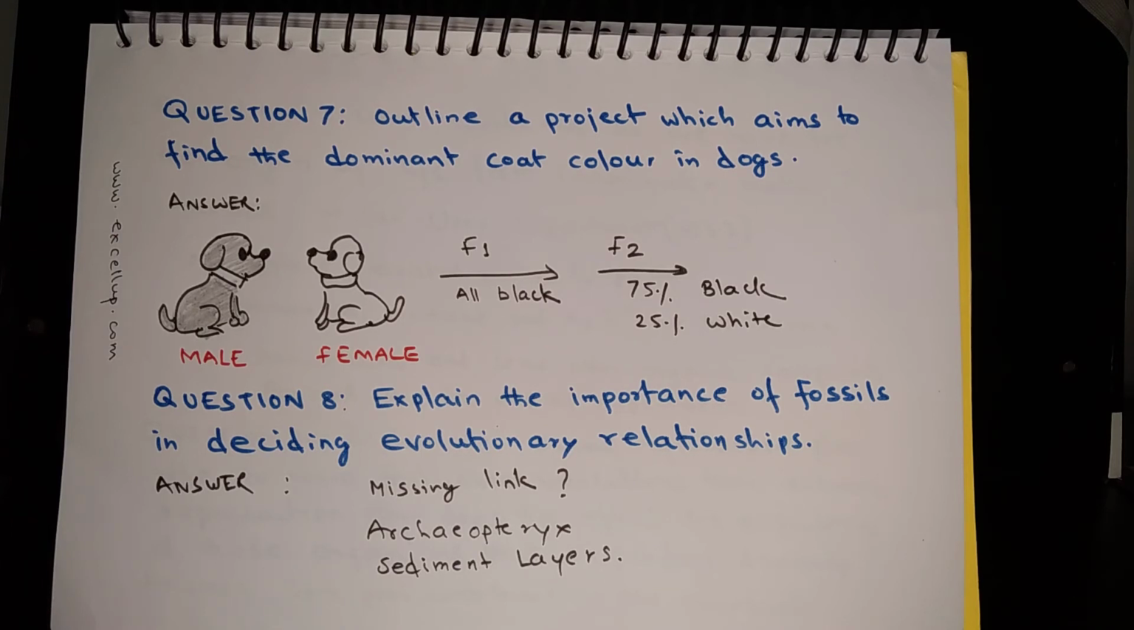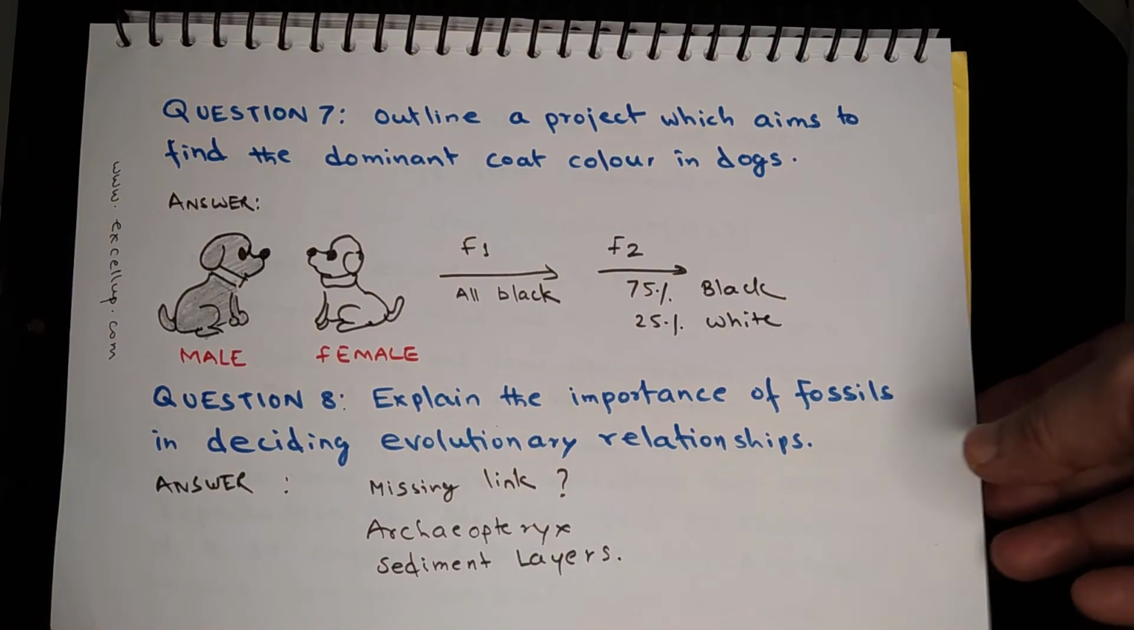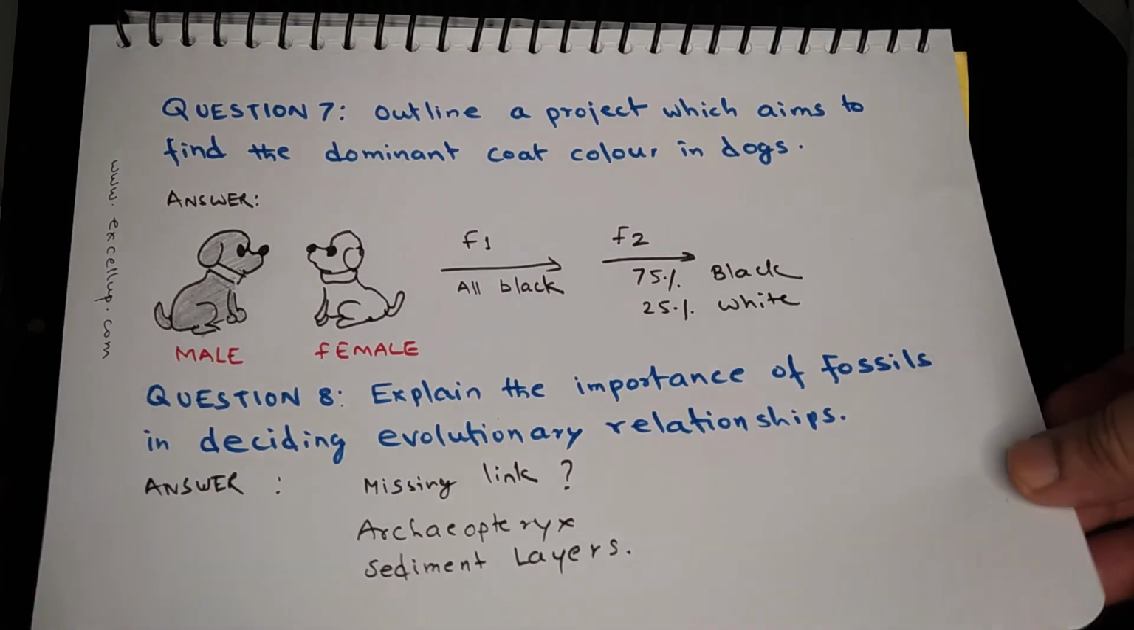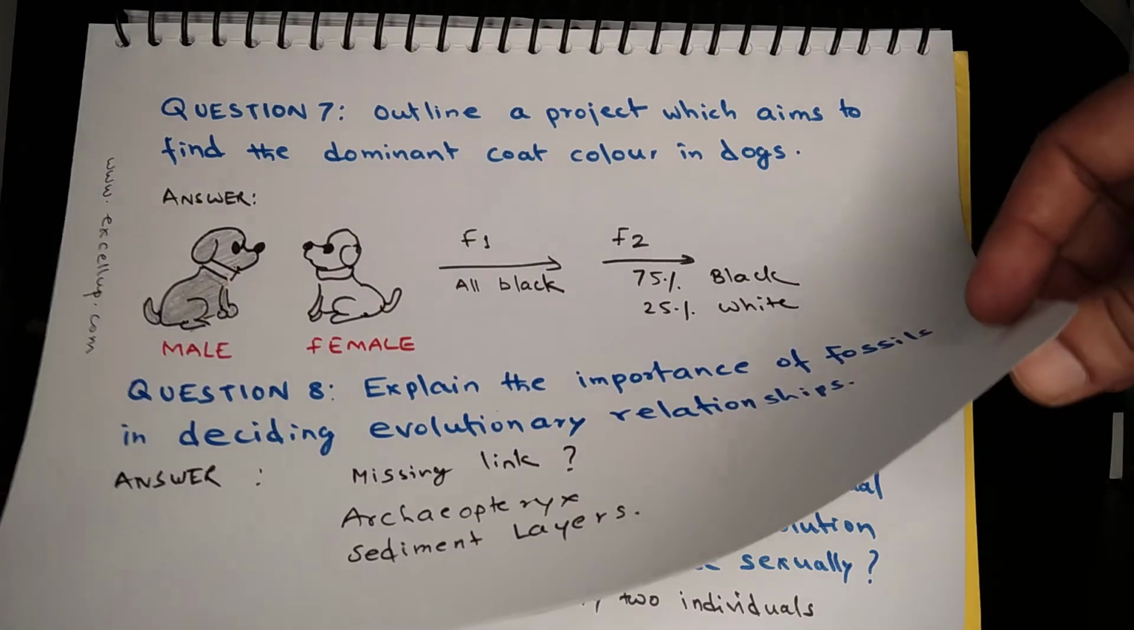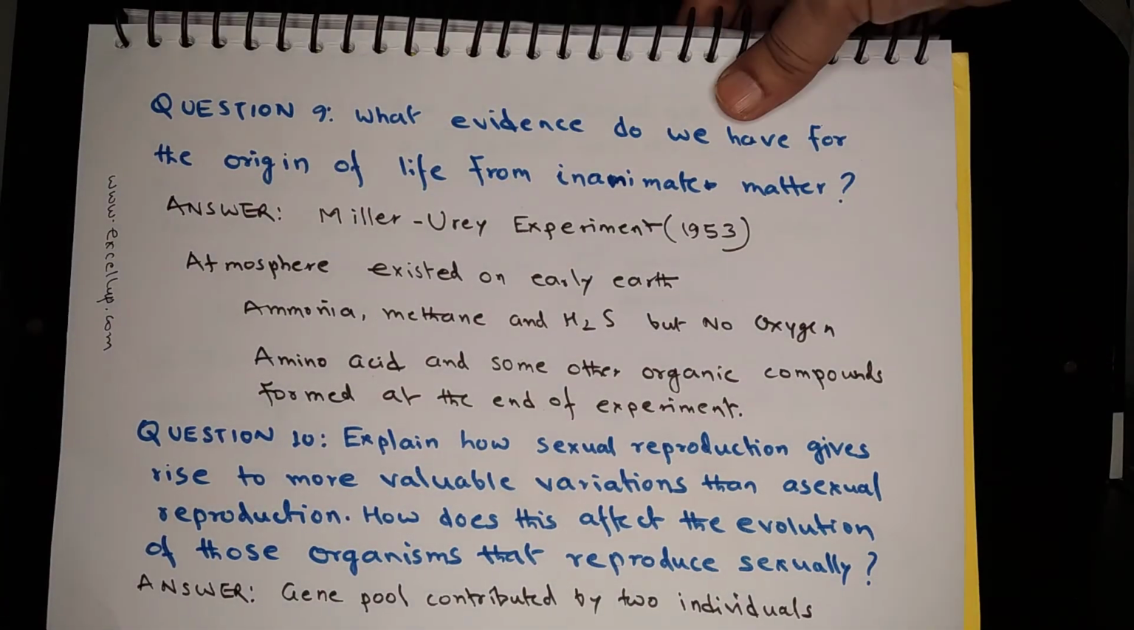it evolved at an earlier period compared to a fossil which has come from an upper sediment layer. So by knowing about the level of sediment, we can say which organism evolved in which period. So this is all about the importance of fossils in deciding evolutionary relationships.